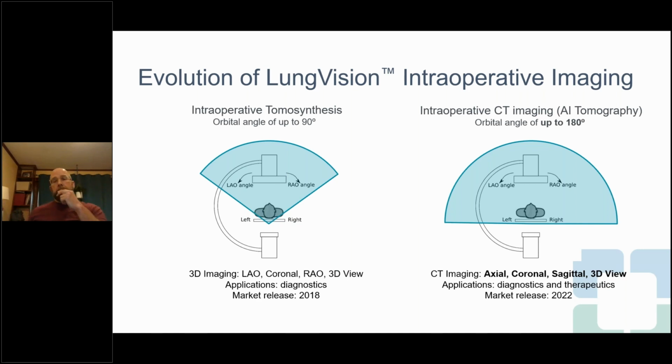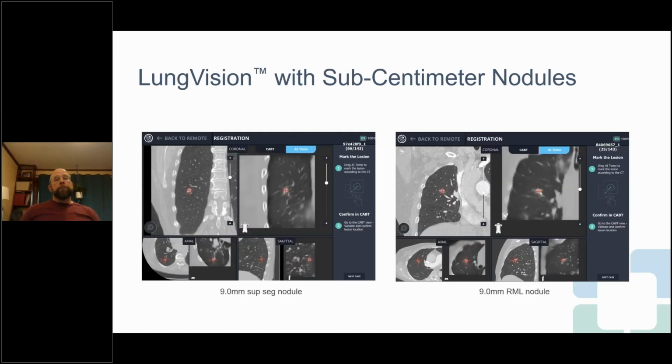Now for the past year and a half, we're doing a 180 spin, and that gives us everything we would get with the standard traditional CAT scan. And you'll see the images and how they compare. So these are a couple 9mm nodules from actual cases. And what you see here on this side of the screen, this is the CAT scan.